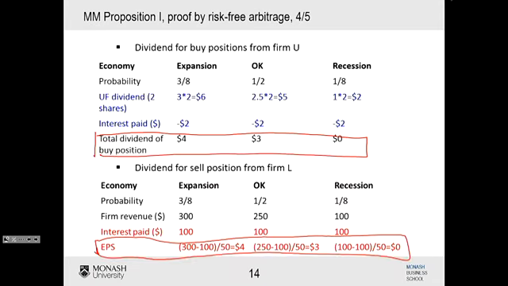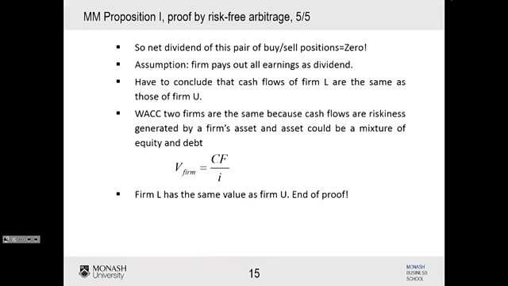We're assuming all the revenue is paid out as dividend. Your earnings per share are paid out as dividend. That's exactly the same dividend. And one is buy, the other one is sell. You see that? One is buy, the other one is sell. So the net effect here is that the net dividend of this pair of buy and sell positions is equal to 0.